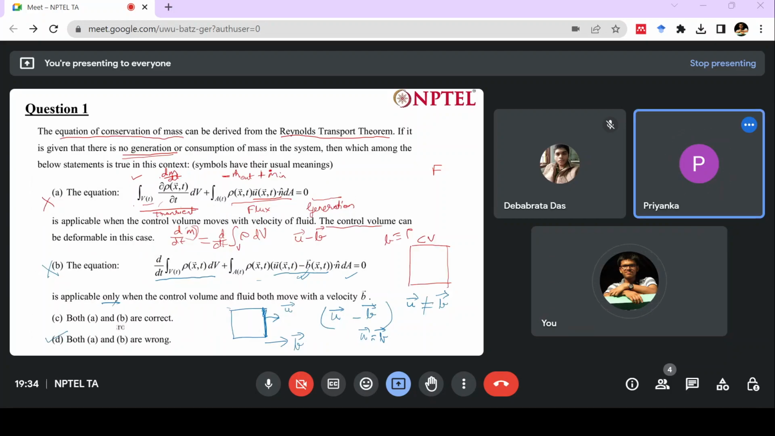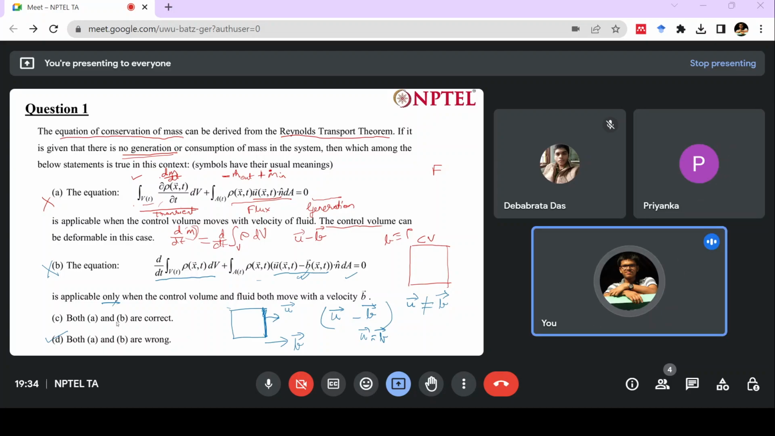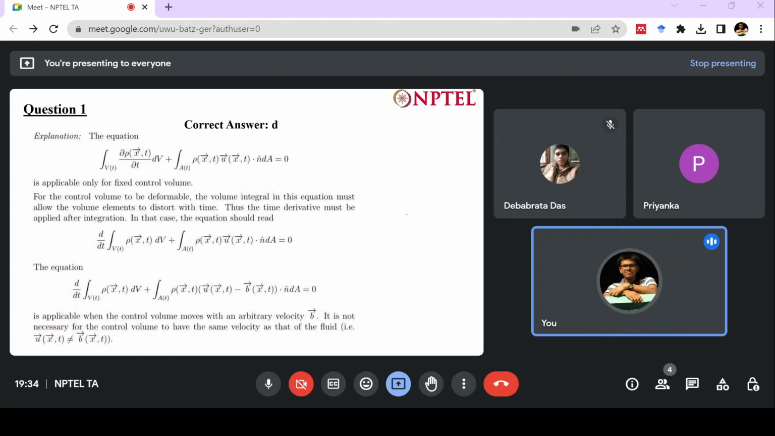Sir, one more doubt regarding RTT. In the assignment, there was a similar problem regarding where we can apply RTT. It was mentioned that it can be used both in solids and fluids. Is it correct, sir? Yes, definitely. It is not limited to fluids. It can be used in any control volume situation.